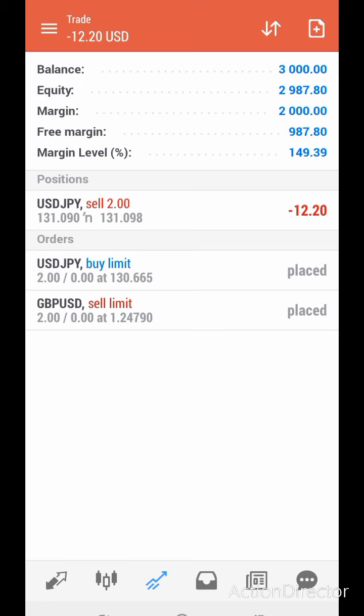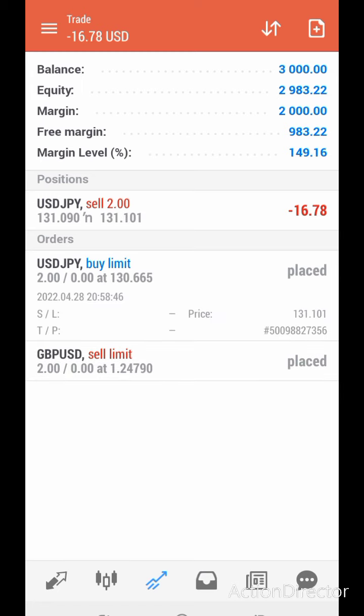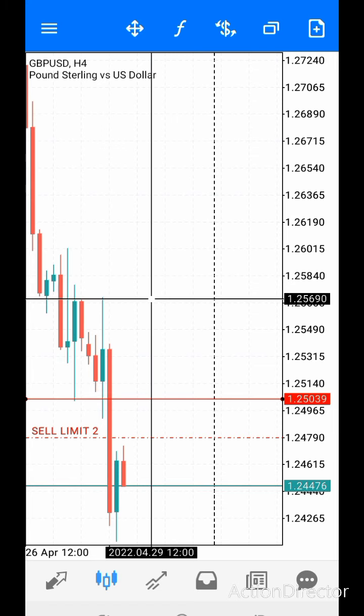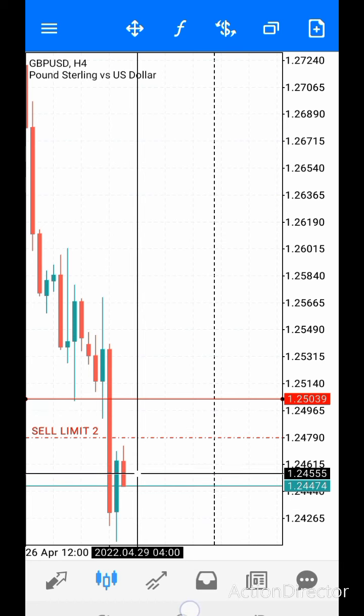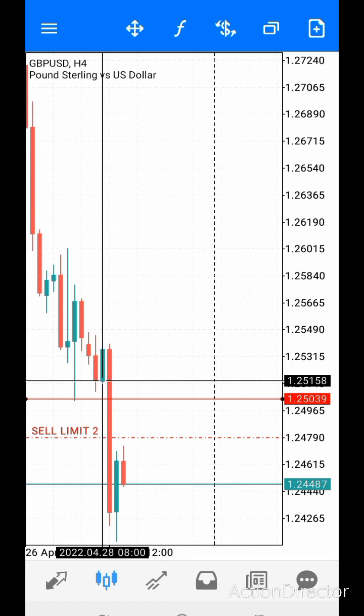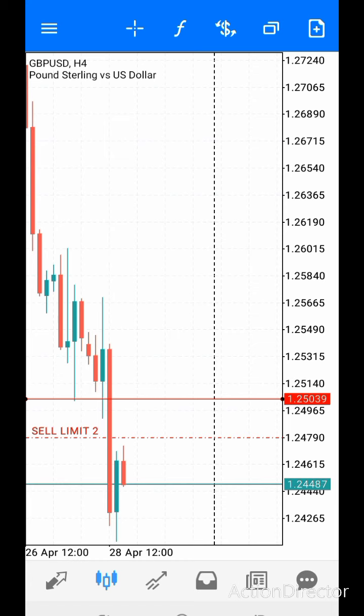As you can see, you already have your buy limit, sell limit. All right, so if you come here now, you will see it. The market will actually get triggered when the price gets to this zone. We will automatically be placed in a trade. I hope that makes sense.